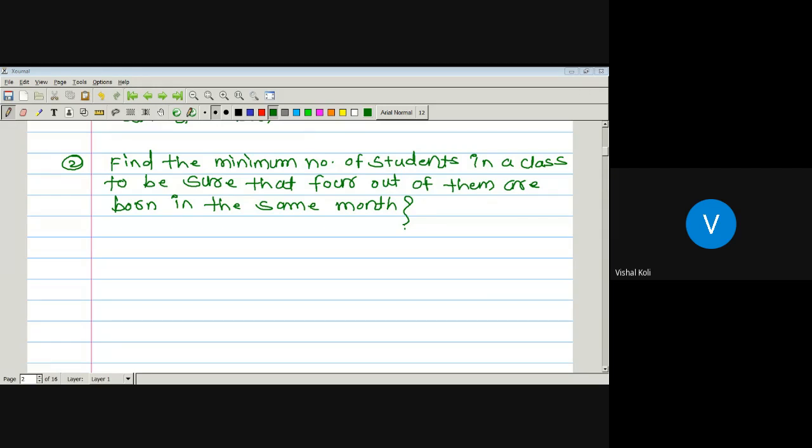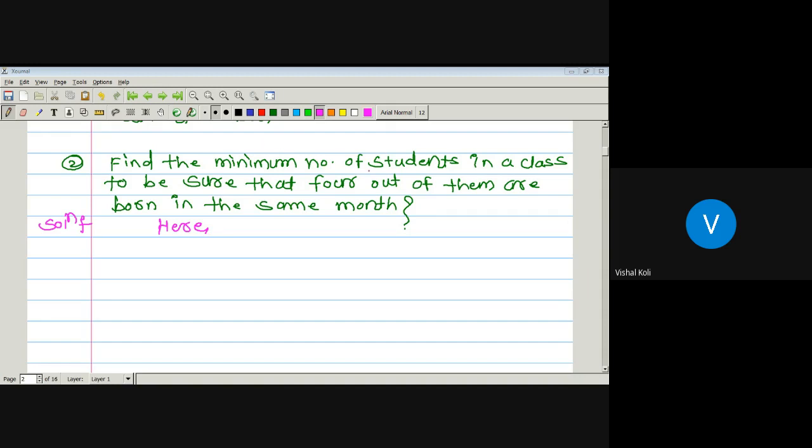Find the minimum number of students in a class to be sure that 4 out of them are born in the same month. Here we have to use the extended pigeonhole principle. 4 out of them are born in the same month. It means the greatest integer value of (n minus 1) divided by m, plus 1, will be equal to 4.